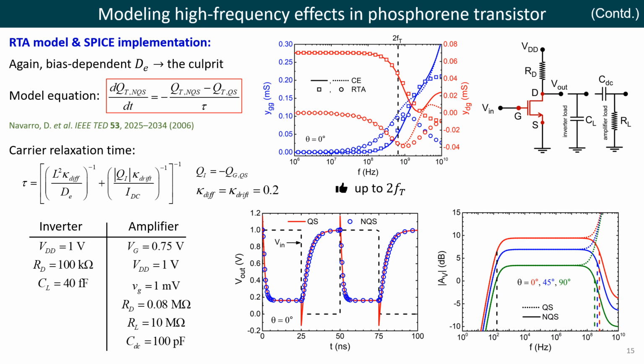Also look at the gain frequency profile of the common source amplifier. Here the quasi-static and non-quasi-static models both produce the same result for low frequency operations. However, the quasi-static model diverges at high frequencies, whereas the non-quasi-static model produces the correct results.